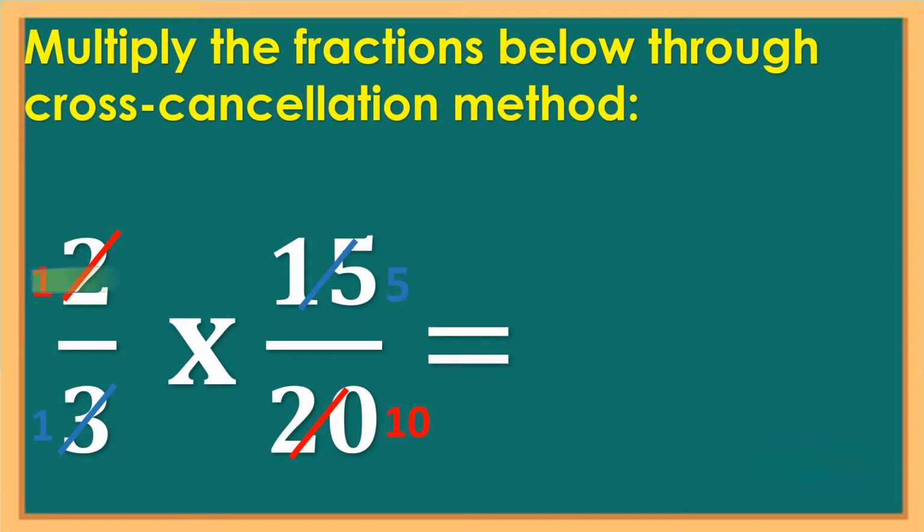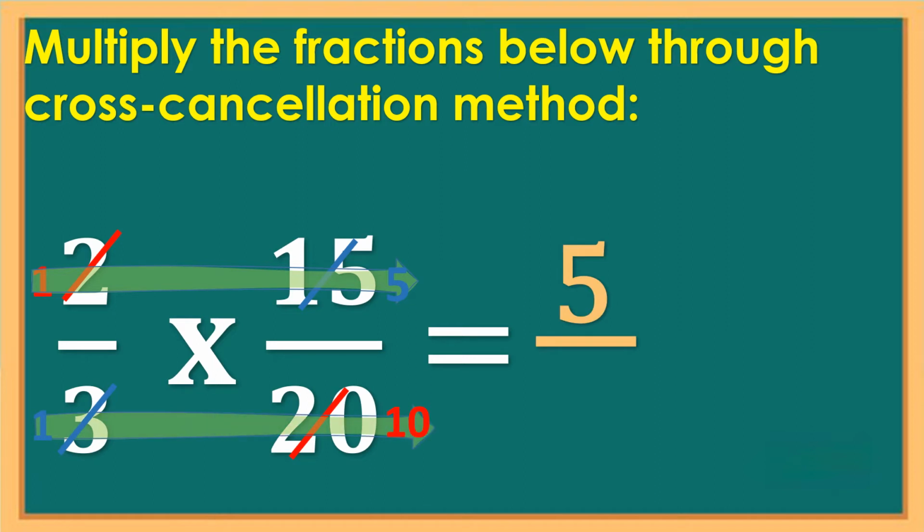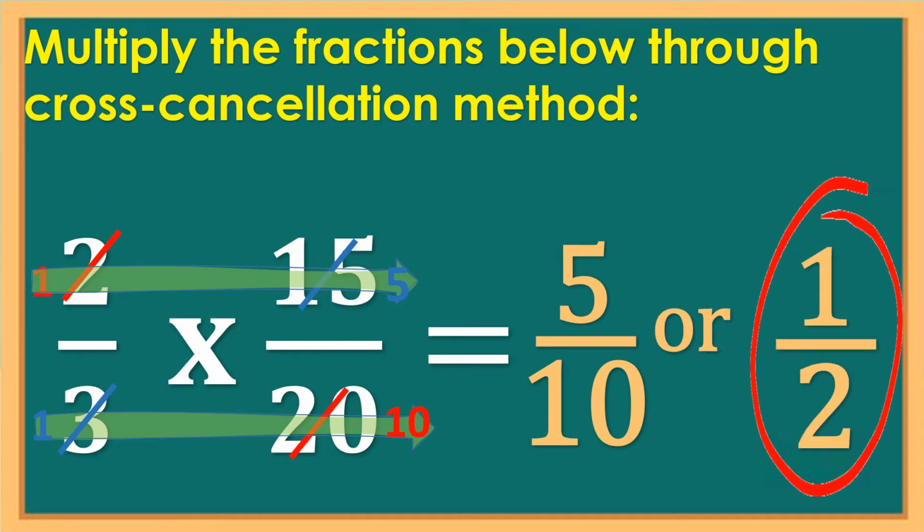Let us now multiply. 1 times 5 equals 5. 1 times 10 equals 10. The answer is 5/10. In lowest terms, we have 1/2.